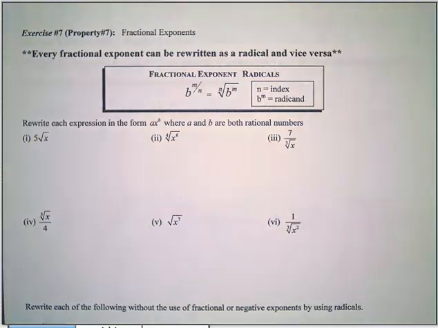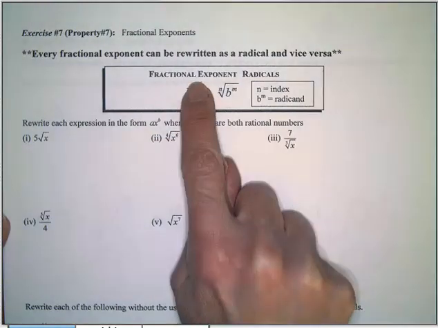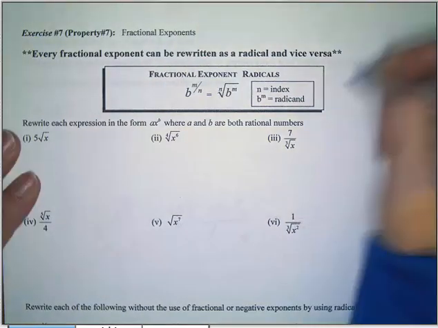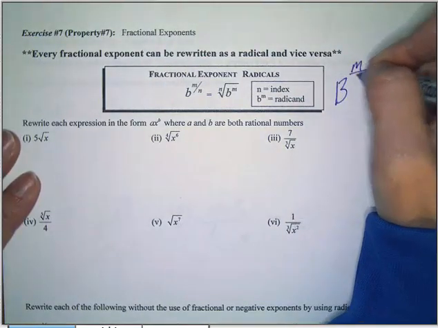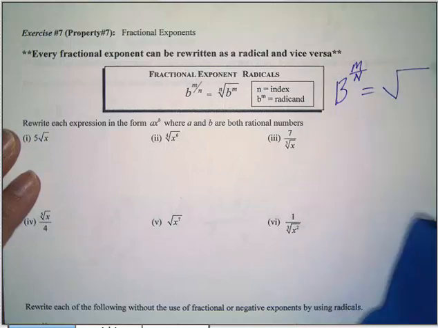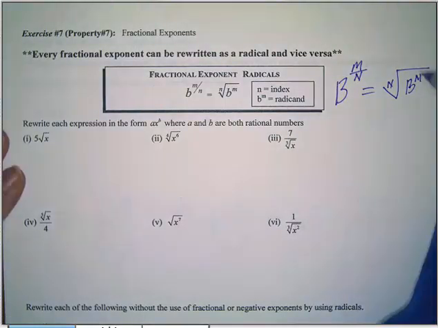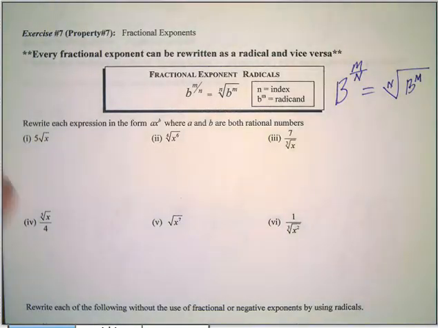Property 7, fractional exponents. Every fractional exponent can be rewritten as a radical and vice versa. So we have our form b to the m over n, and I really hate a sideward slant. It also would look like b to the m over n equals the nth root, the index is n, and we have b to the m power. So b to the m power is called the radicand. It's inside of the radical, and n is your index. Okay, so be careful with that, and that's all we're going to do.